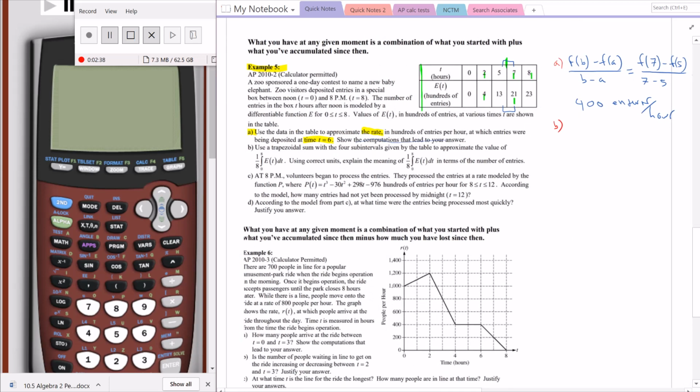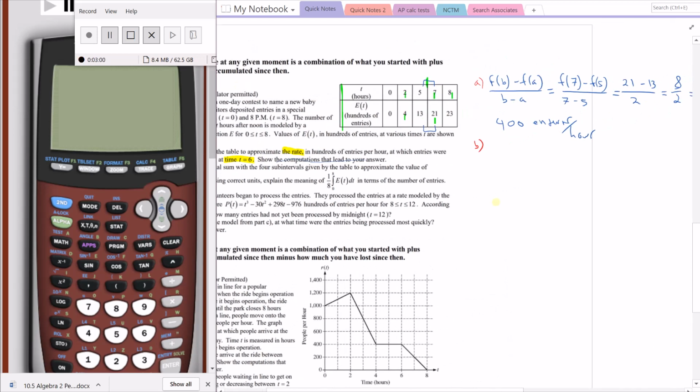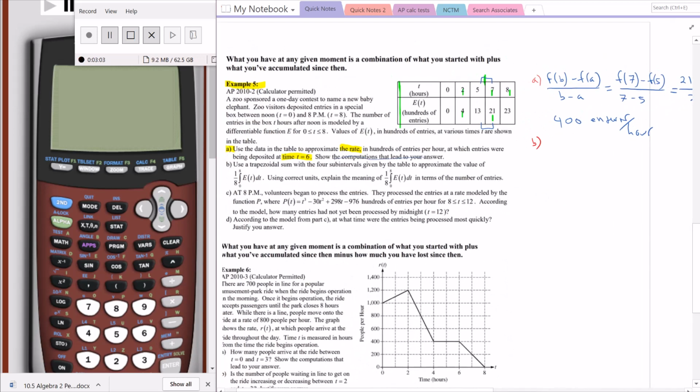It says use a trapezoidal sum with the 4 subintervals given by the table to approximate the value of 1/8 integral of 0 to 8 of E of t, using correct units. Explain the meaning of 1/8 integral 0 to 8 in terms of the context, number of entries. All right, so the first thing we need to do is this trapezoidal approximation. Remember, the integral symbol represents area under the curve. And so we're going to use trapezoids to approximate the areas under the curve.